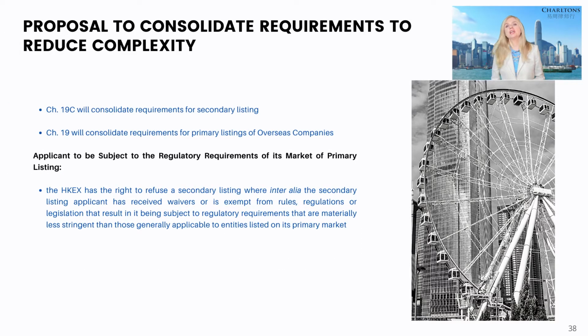The Hong Kong Exchange is proposing to consolidate the requirements for secondary listings in Chapter 19C of the Listing Rules. The revised chapter would include the secondary listing requirements currently set out in Chapter 19 and Section 5 of the Joint Policy Statement, with the amendments proposed in the consultation paper. The Exchange also proposes to consolidate the requirements for overseas companies' primary listing on the Hong Kong Exchange in Chapter 19.